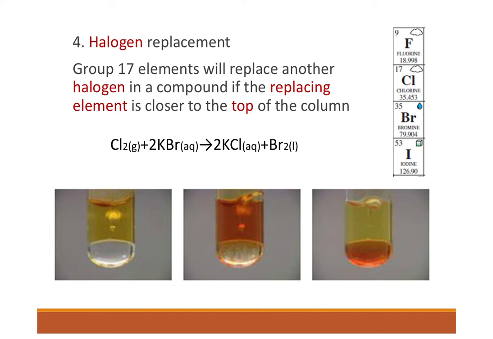Another type of single replacement reaction doesn't involve the metals, but it involves the halogen elements, or the group 17 elements. And they will replace each other as long as the replacing element is closer to the top of the column. So fluorine will replace everything below it, chlorine will replace everything below it, and bromine can replace iodine.